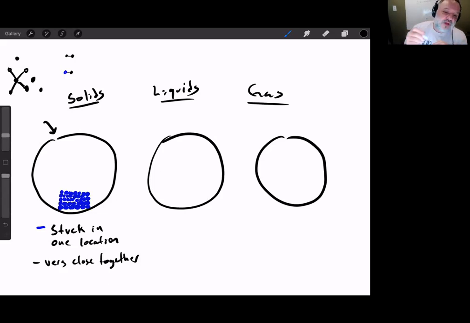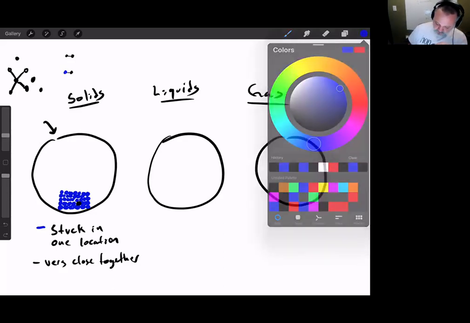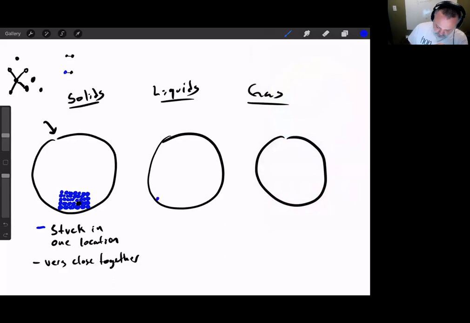They can't move around each other. This little black particle can't become free and move over here. They're stuck in location. There's a little bit of a difference when it comes to liquids. Now, essentially, the particles are just as close together. At this level, I'm not going to draw them any further apart.